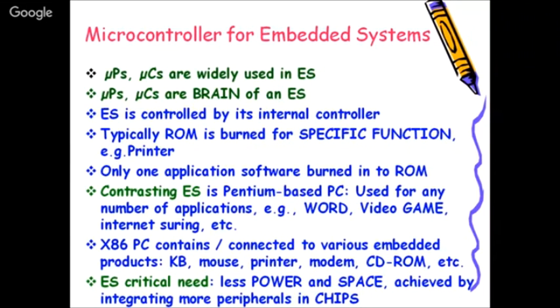Let's say we want to control a microwave oven, or some process automation in industries, or an elevator, or a washing machine, or a printer, fax, etc. In these machines, a specific function program, the firmware, resides inside the controller, and that controller resides inside that particular system. For example, mouse is here.